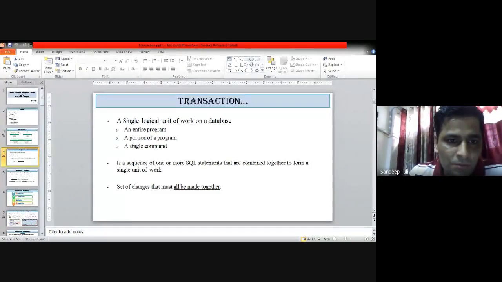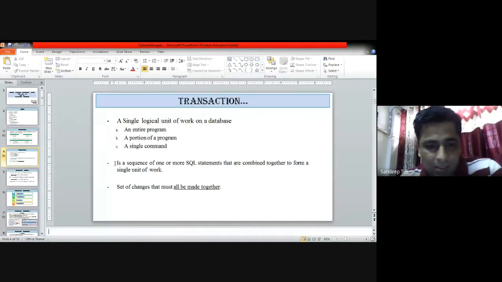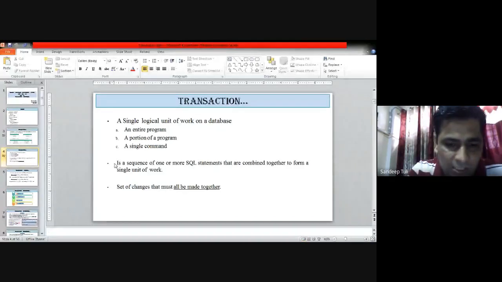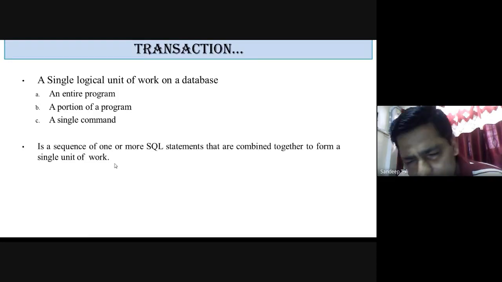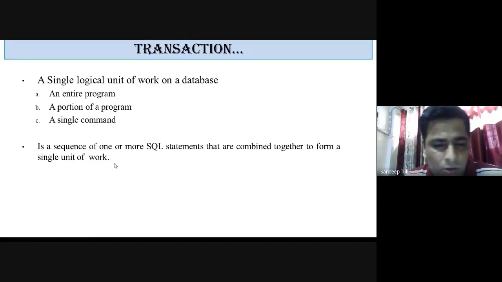Okay, so now the next definition based on the same: it could be a sequence of one or more SQL statements that can be combined together to form a single unit of work. It is actually a technical definition. In the view of SQL, it is a sequence of one or more SQL statements that can be combined together to form a single logical unit of work. SQL statement means insert statement, update statement, delete statement, drop statement, whatever you want to do with the databases, all of them can be considered as a transaction.